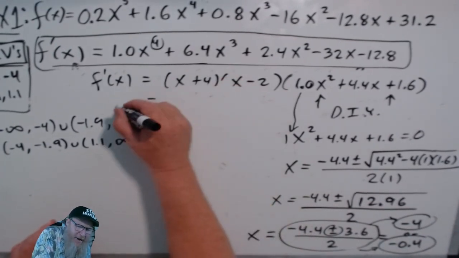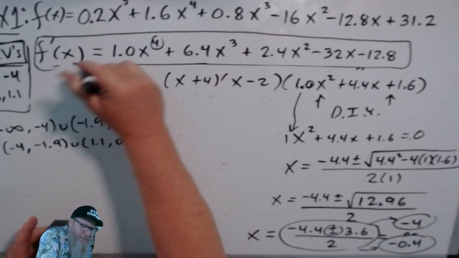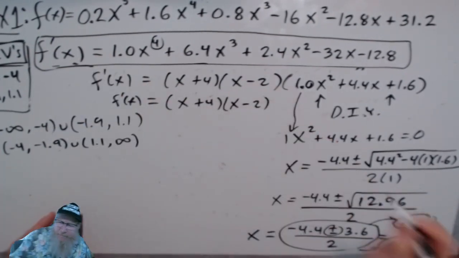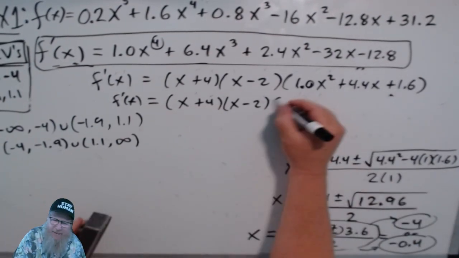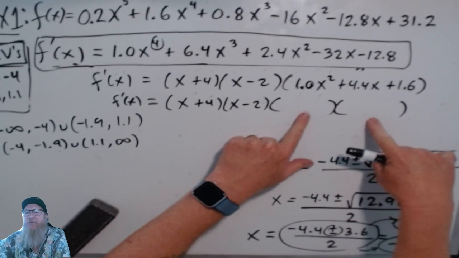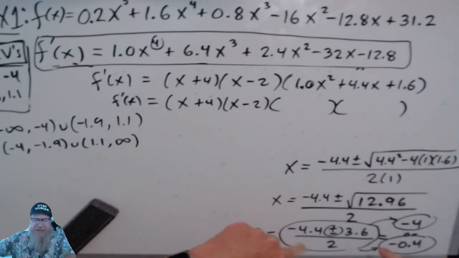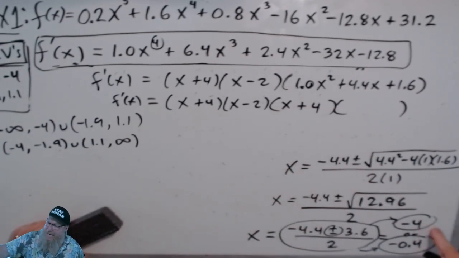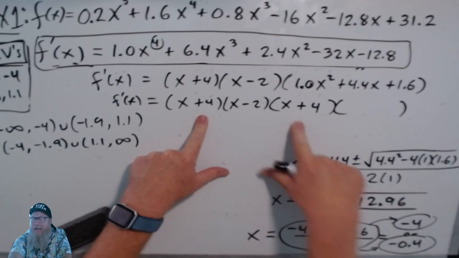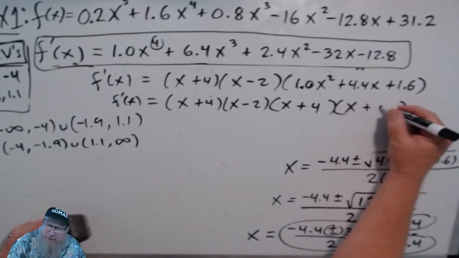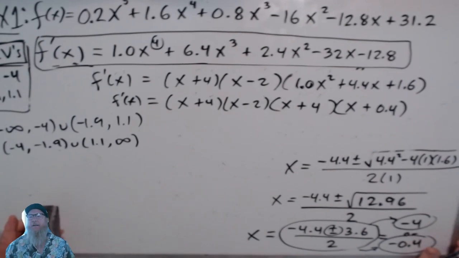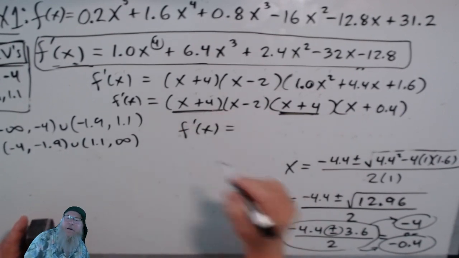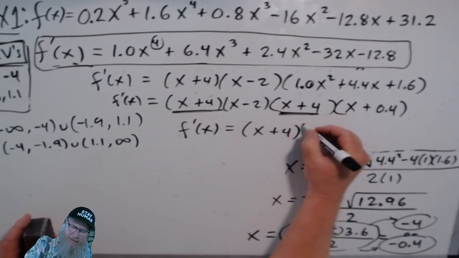So notice now my f prime of x has gotten very, very simple. What the quadratic formula gives you is these additional factors. So it's going to be x plus 4 again, right? Another copy of x plus 4, and then x plus 0.4. And typically when that happens, the factor that appears twice, we write it like this.